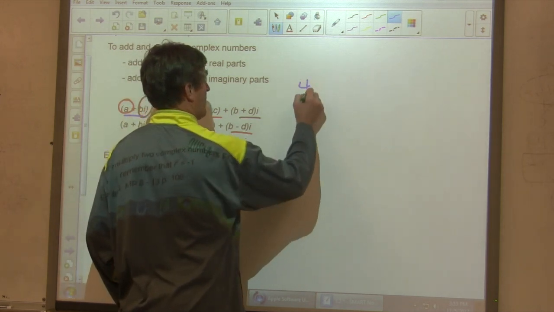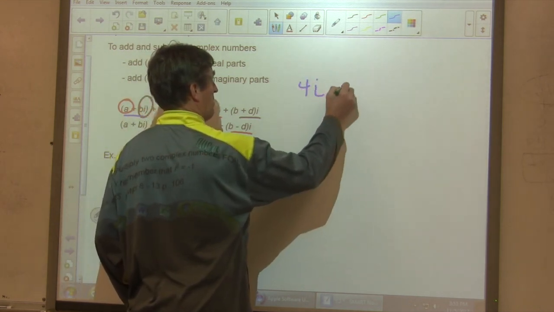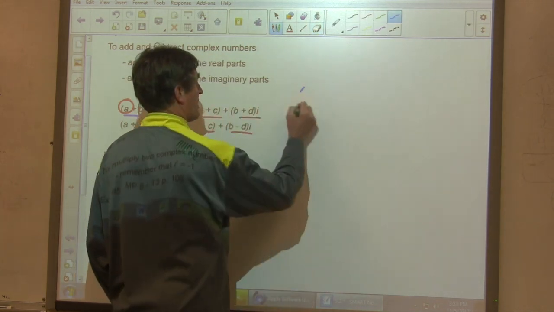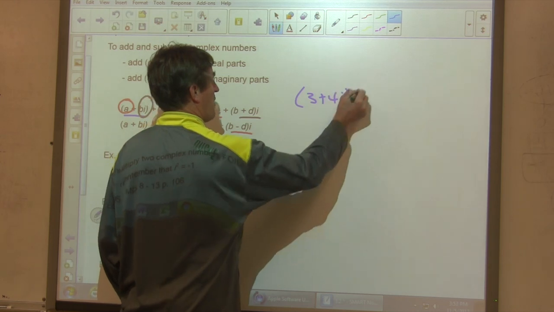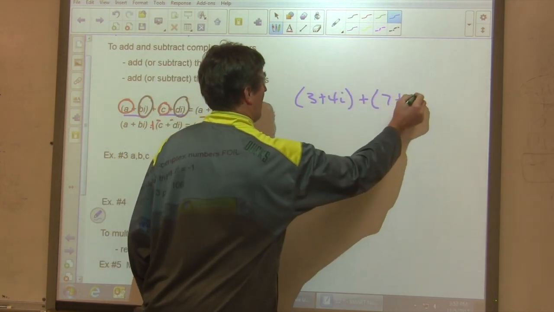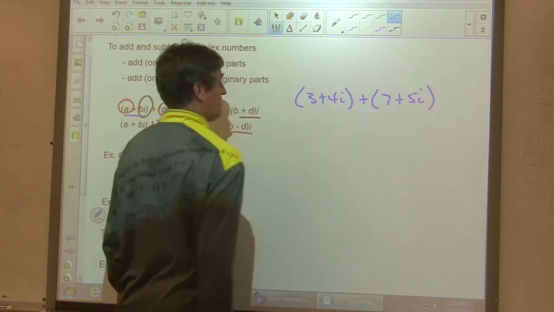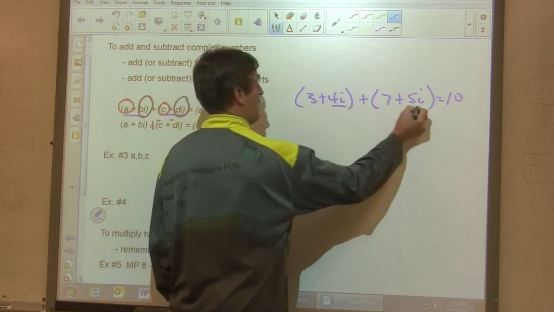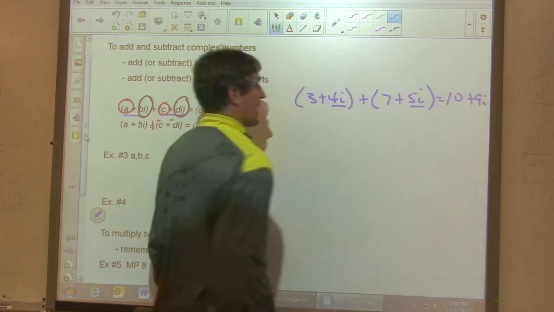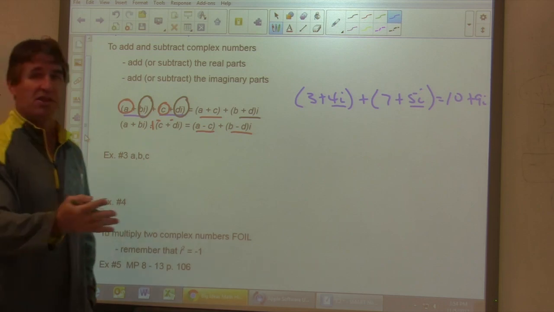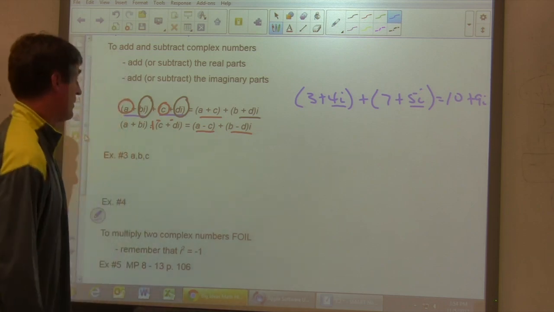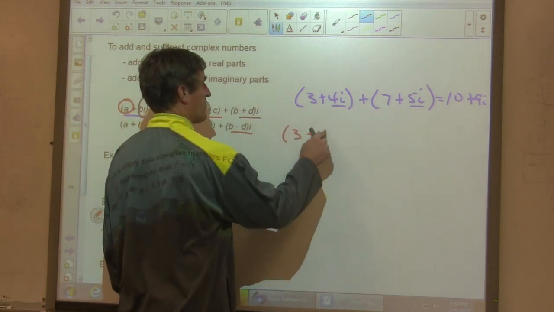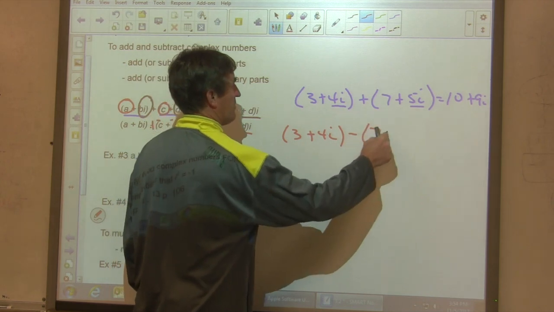So if we have, let's take 3 plus 4i plus 7 plus 5i. So I add the real parts. The 3 plus 7 gives me 10. And the 4i plus 5i gives me 9i. So you add them just like if those were x's. It doesn't change anything when we're adding. Same thing if we subtract. If we take the same exact terms, but now we subtract them.